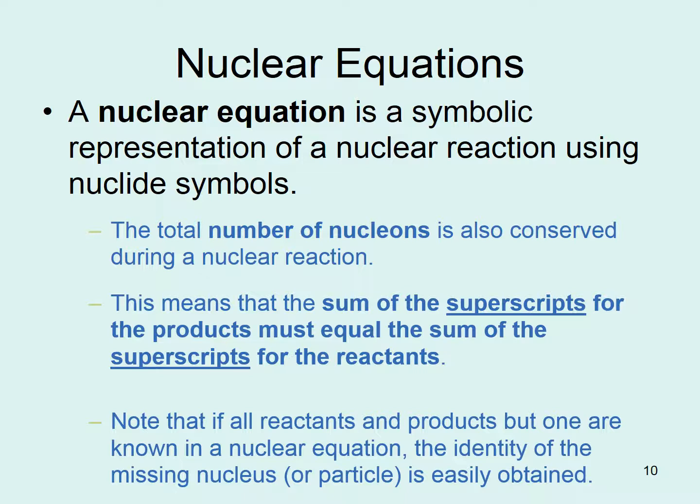So if you know all the reactants and products but one of them, you can identify the missing particle by subtracting, and so you just have to know what the total is on both sides of the equation. If you know the total on one side, you can find the total on the other side by filling in what's missing. So I think we'll do an example right here.